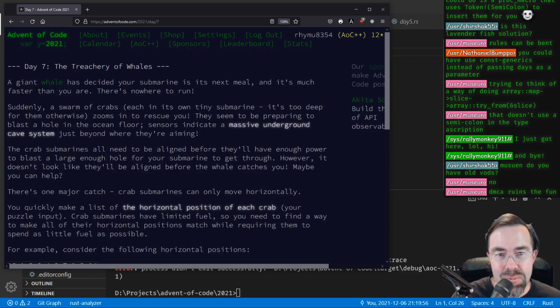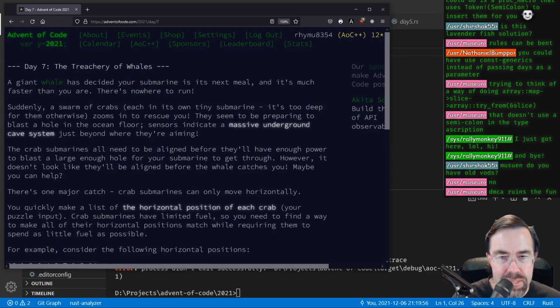Anyway, suddenly a swarm of crabs, each in its own tiny submarine, it's too deep for them otherwise, zooms in to rescue you. They seem to be prepared to blast a hole in the ocean floor. Or preparing to. Sensors indicate a massive underground cave system just beyond where they're aiming.